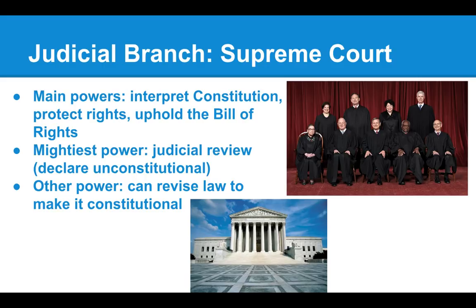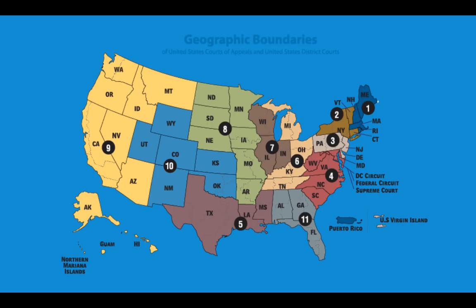So that's their mightiest power, judicial review. They get to review laws and determine if they're constitutional or not. Another power, they can also revise a law to make it constitutional, so they could have changed that if they wanted. And this map is showing you the breakup of, remember how I mentioned the smaller courts, like the Court of Appeals? So these are how those are broken up, and I'll explain more on the next slide about that.